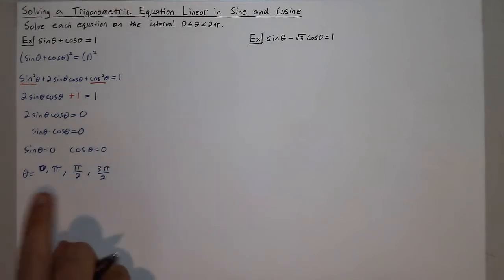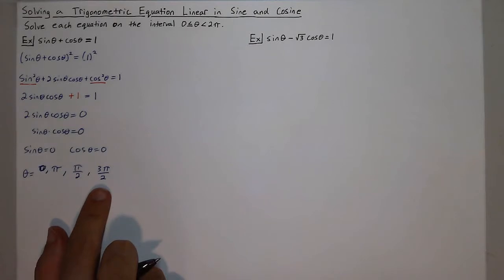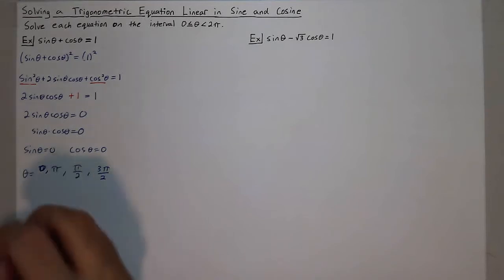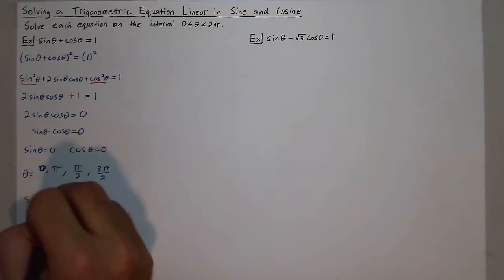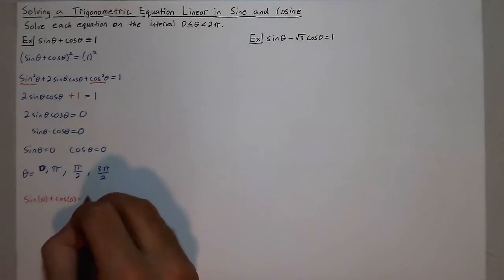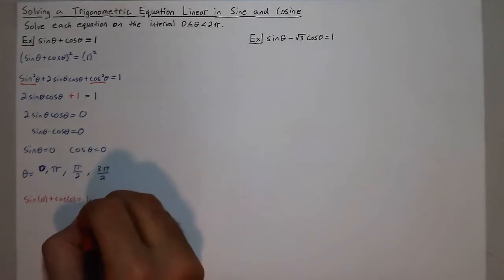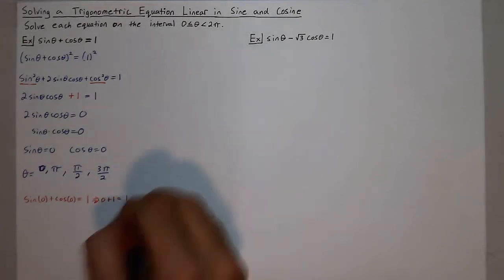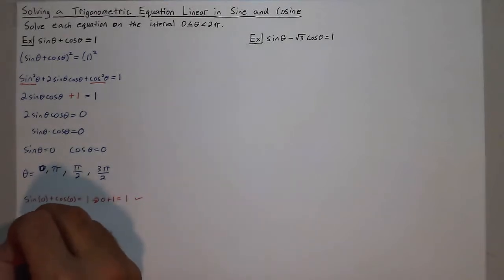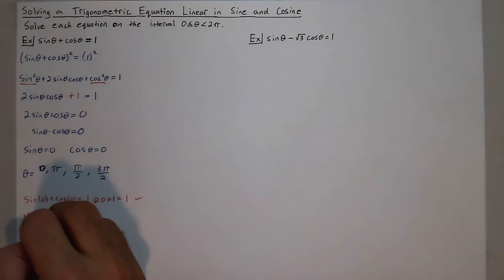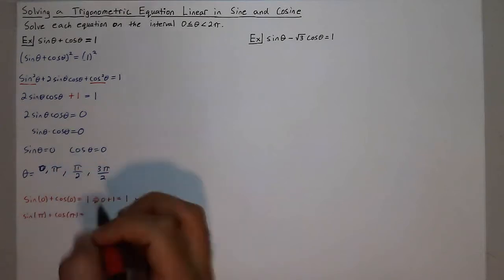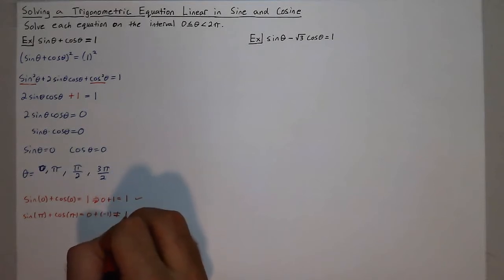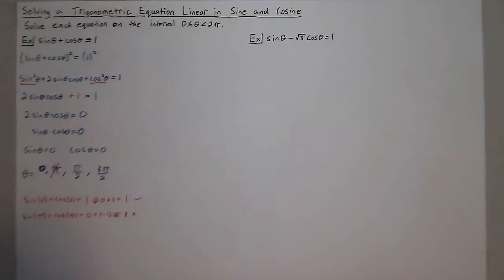Now I have to check all of these solutions to see which ones work and which ones don't. So I'm going to go back to the original equation, and I'm going to plug them in to check. So sine of 0 plus cosine of 0 gives me 0 plus 1, which is 1. So that works. Now let's try pi. I have sine of pi plus cosine of pi, which is equal to 0 plus negative 1, which does not equal 1. So we cannot use pi as a solution.